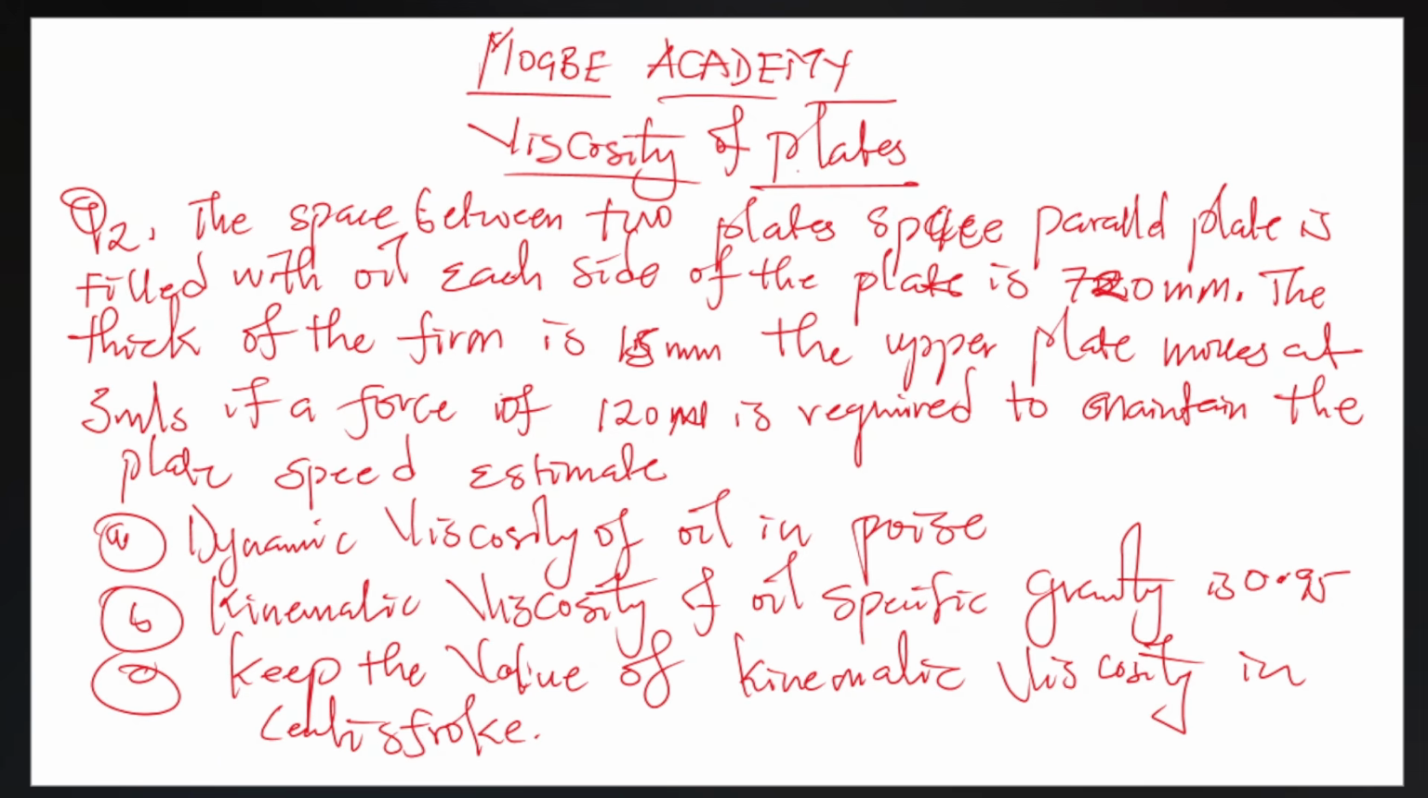Estimate the dynamic viscosity of the oil in Poise, and the kinematic viscosity of the oil, given that the specific gravity is 0.95. So you are given specific gravity. What you do is you get the equation for specific gravity and use that equation to calculate the density of your oil. Are we together?